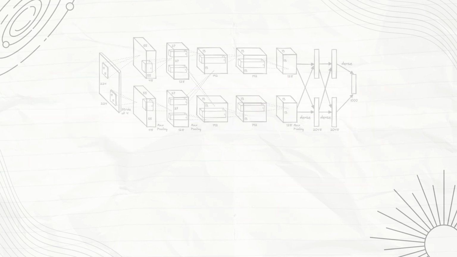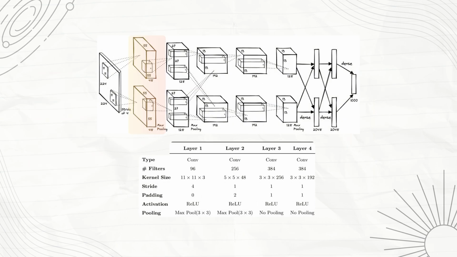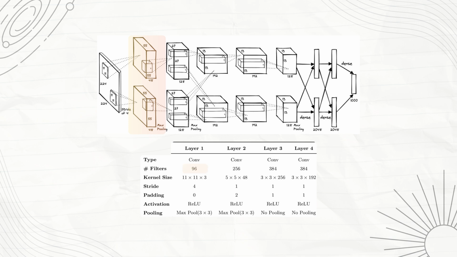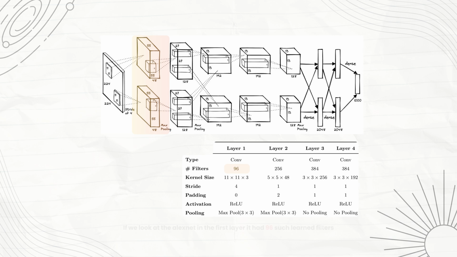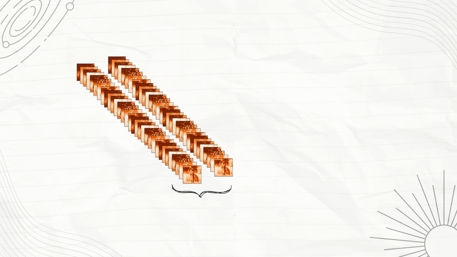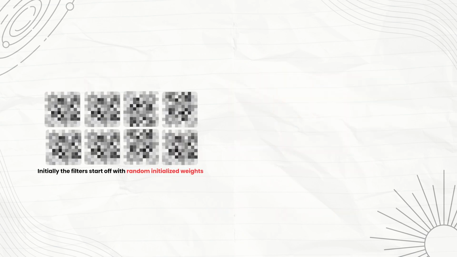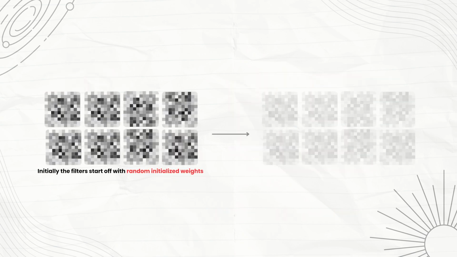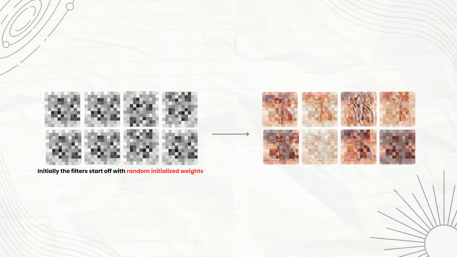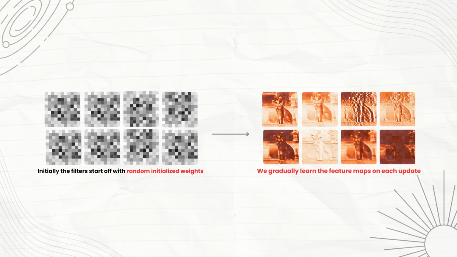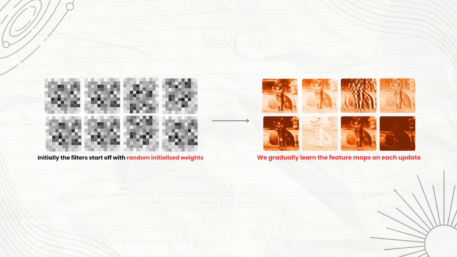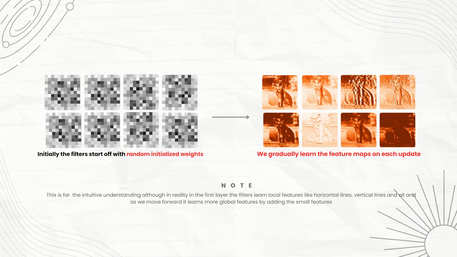Now, if we look at the architecture, we'll see that in the first layer itself, we need 96 of such feature maps, which are different kinds of shape and texture detectors. So these are the filters we have to train and learn through the network. Initially, we start with random noise filters. Then, through gradient descent and backpropagation, gradually we learn different feature maps that respond to different features of the image. That's simply the whole idea of convolutions.